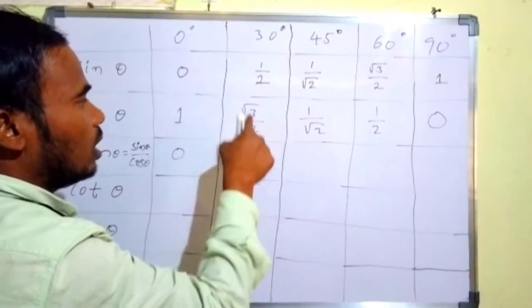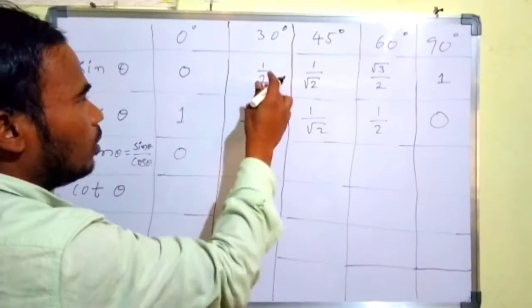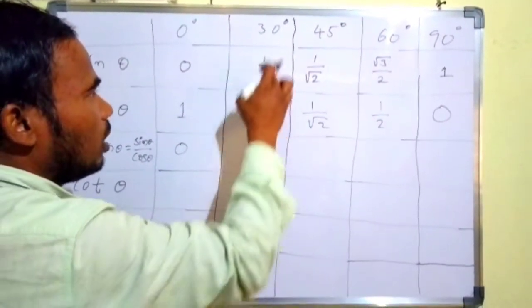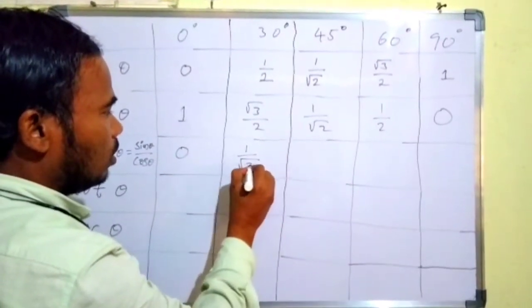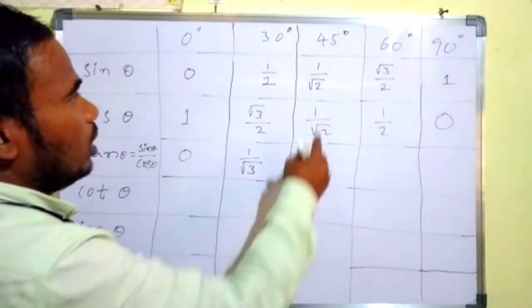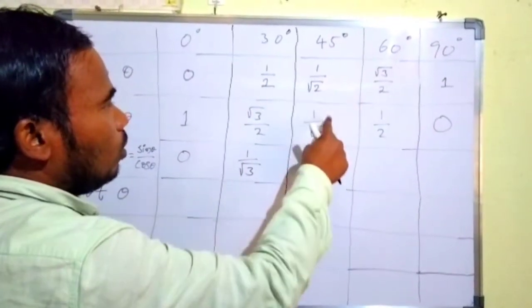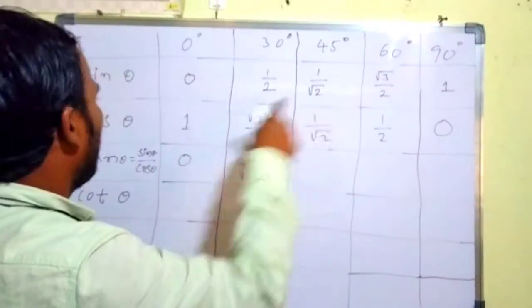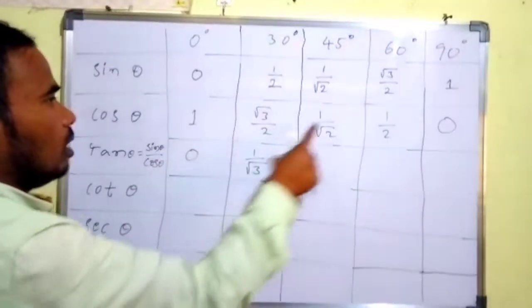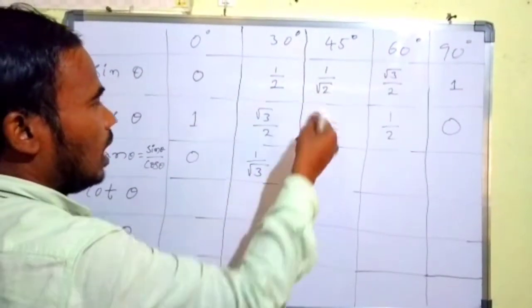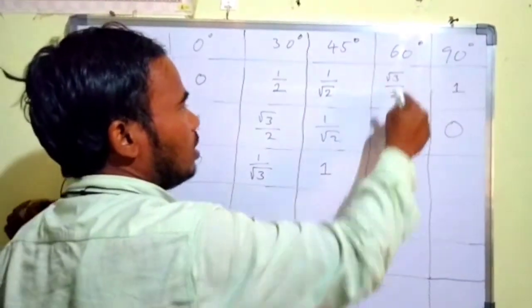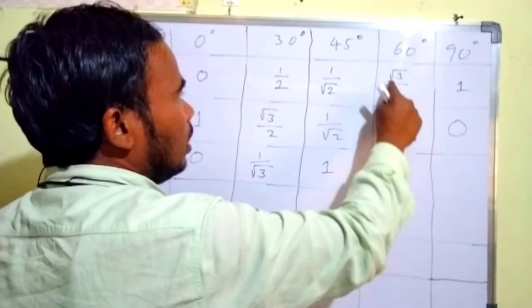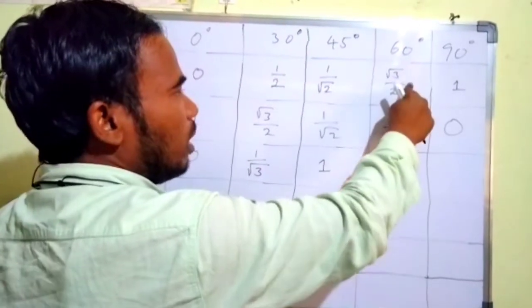The denominator root 2 cancels. So in the numerator, what is remaining? 1 by root 3. Now here also 1 by root 2 by 1 by root 2, because sin theta is 1 by root 2 and cos theta is 1 by root 2. The 1 by root 2 and 1 by root 2 cancel, so 1 cancels. And here in the denominator 2 is there. It is root 3 by 2. It is the numerator portion.